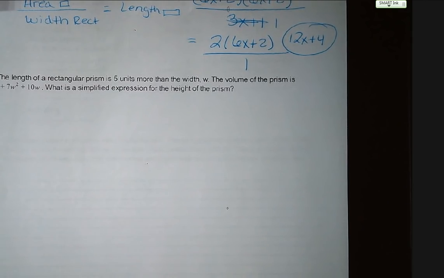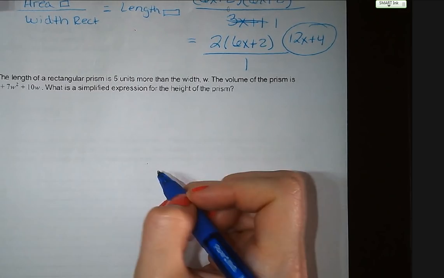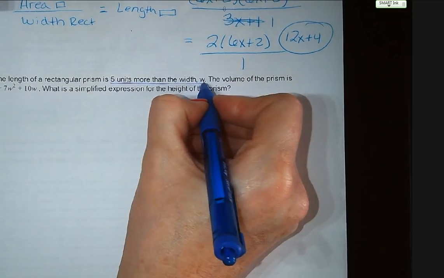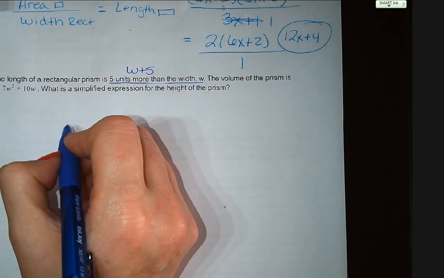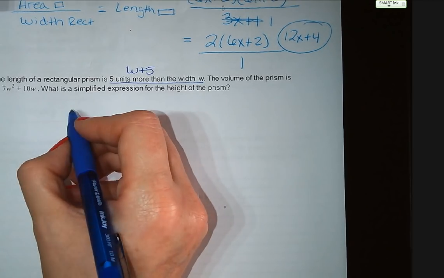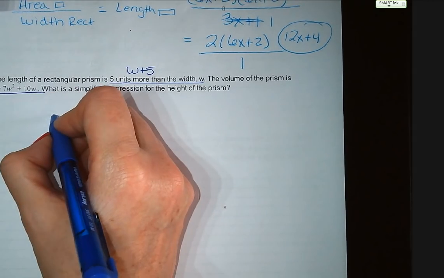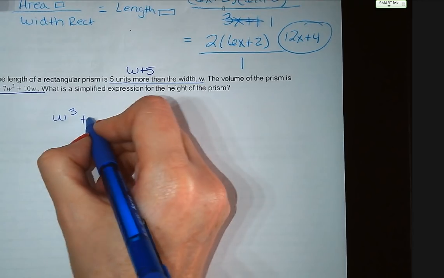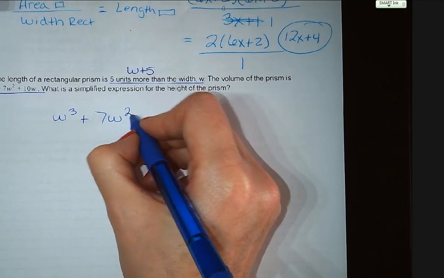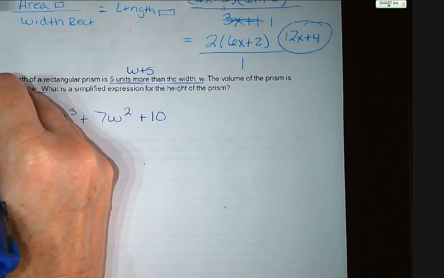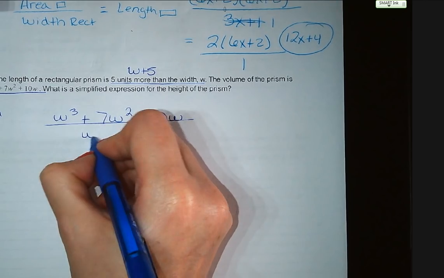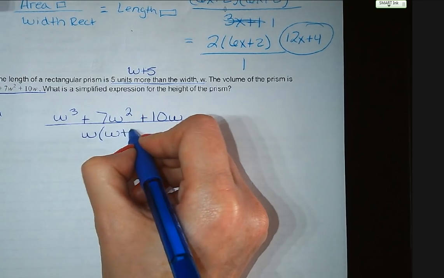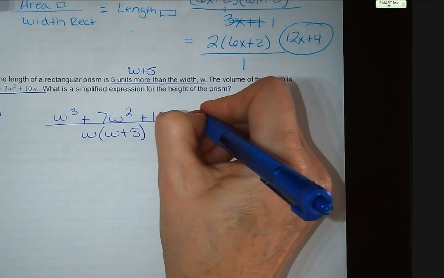Last one. Unit squared. All right, so the length of a rectangular prism is 5 units more than the width. The volume of the prism is represented by w cubed plus 7w squared plus 10w, and I want to know what is the simplified expression for the height of the prism. So remember, the volume of a rectangular prism is length times width times height. So if we want to figure out what the height is, we should divide the volume by the length and the width. So we write out our volume formula, and we divide it by the length and width.